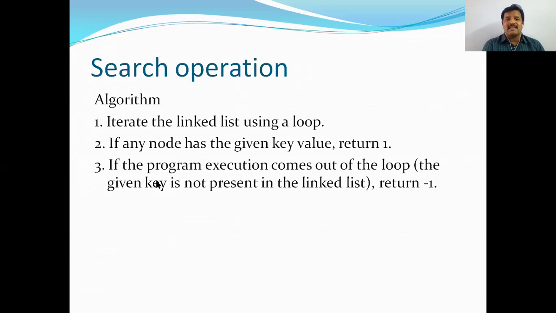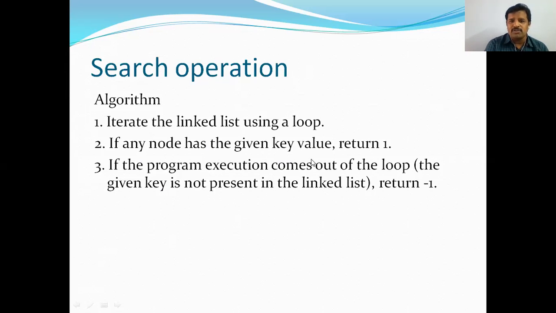So, the next one is the search operation. Searching is the operation used when we have to search for a given element in the list. Whether that particular element is available in the list or not, we have to check it out, right? That is called a search operation. Iterate the linked list using a loop. If any node has the given value, then return 1. That means the match is found at a particular location.